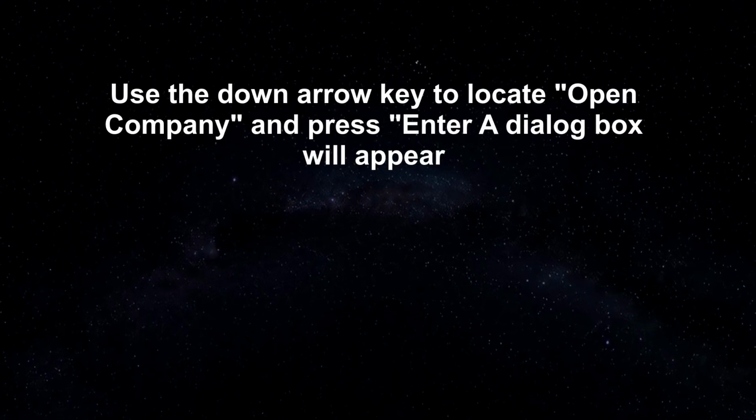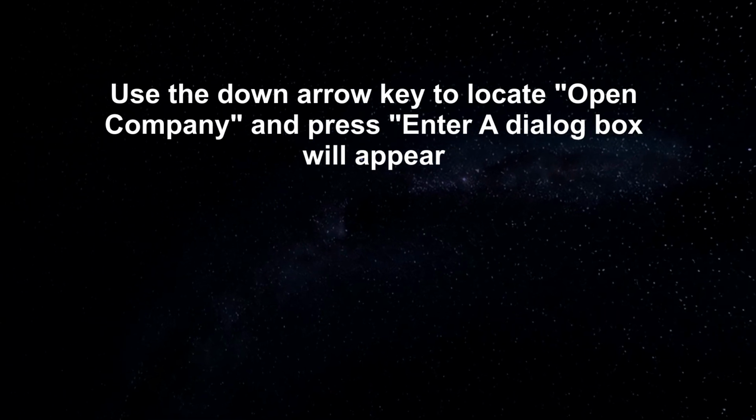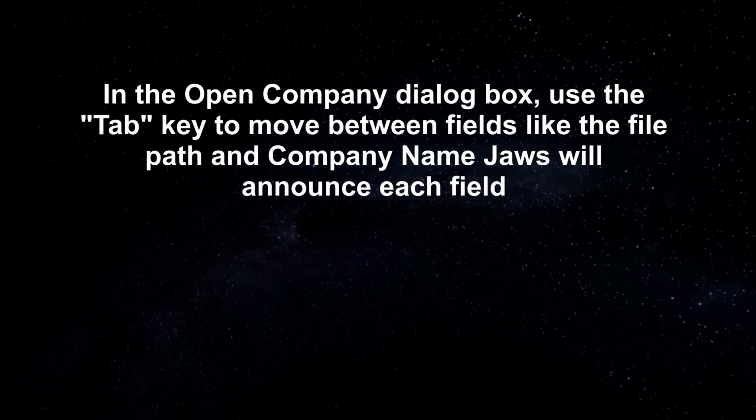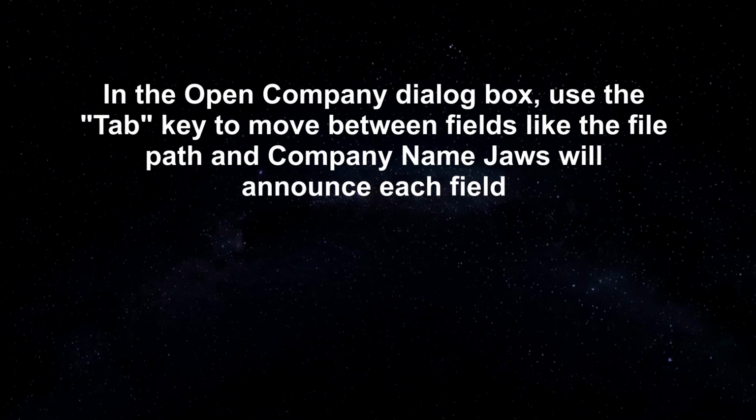Use the down arrow key to locate Open Company and press Enter. A dialog box will appear. In the Open Company dialog box, use the Tab key to move between fields like the file path and company name. JAWS will announce each field.